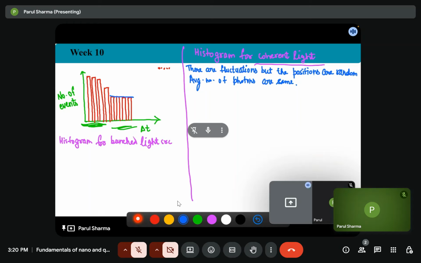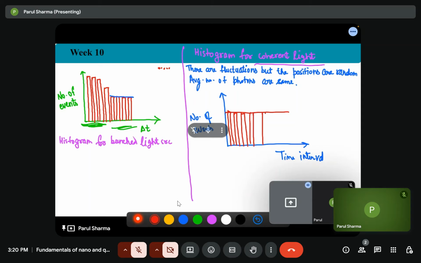So for any set interval delta t, the probability of finding a photon is the same. So the histogram will be flat for the coherent source.